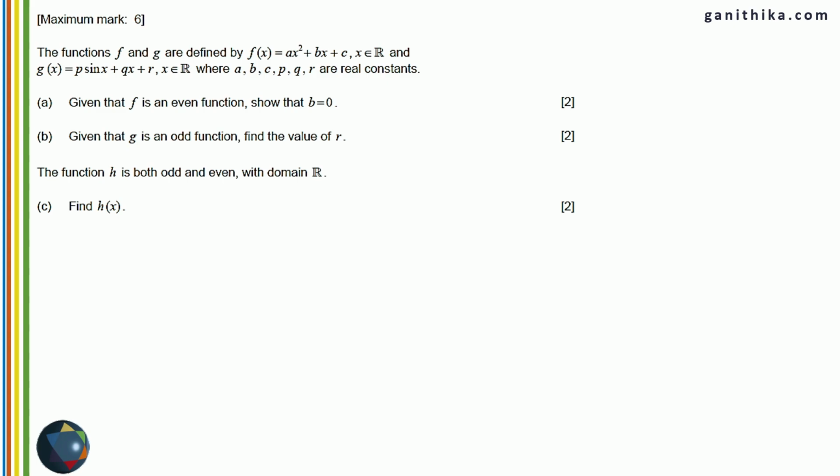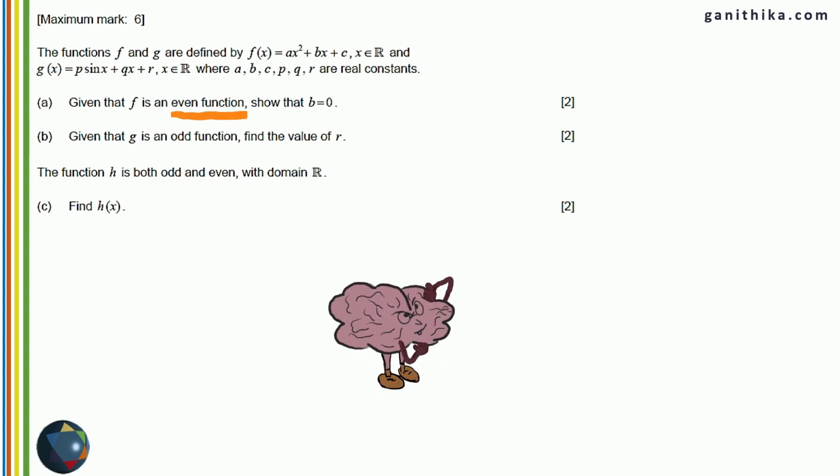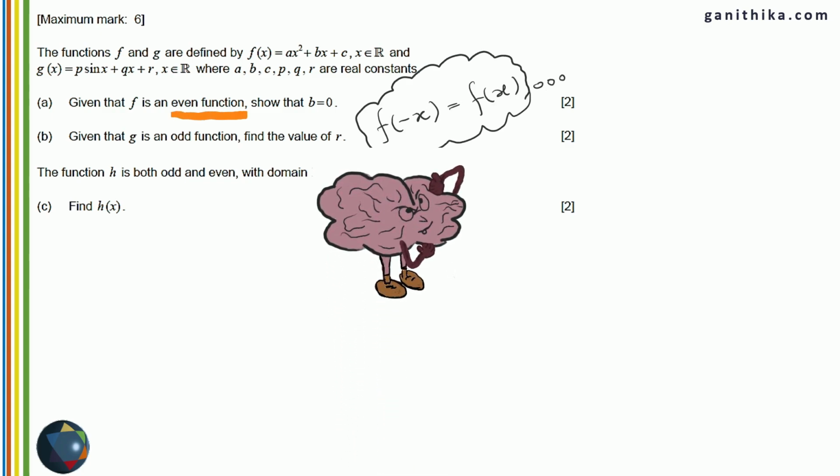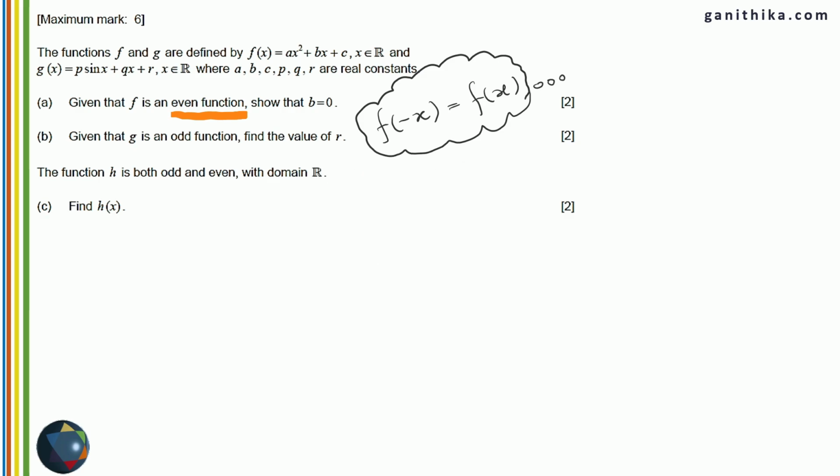The paper 1 questions. The first question is here. The functions f and g are defined as ax squared plus bx plus c for f of x, and for g of x, it's p sine x plus qx plus r. A, b, c, p, q, r are real constants. The first question A is, given that f is an even function, show that b is equal to 0. The moment you see the words even function, what comes to your mind is f of negative x is equal to f of x. This is the definition for an even function.